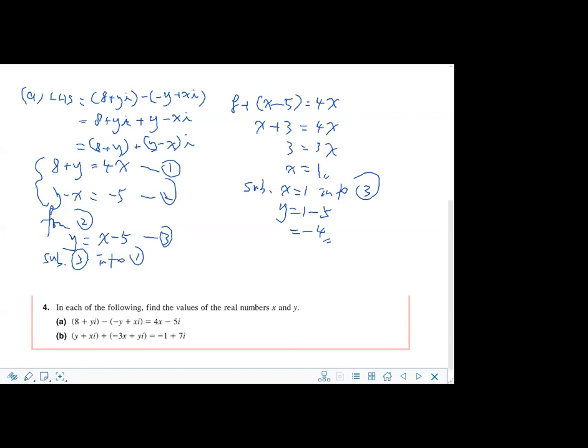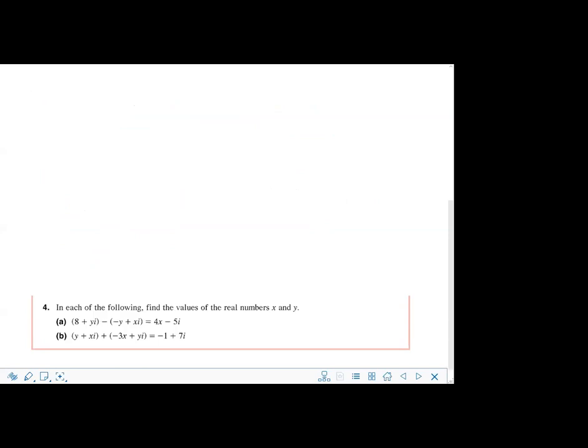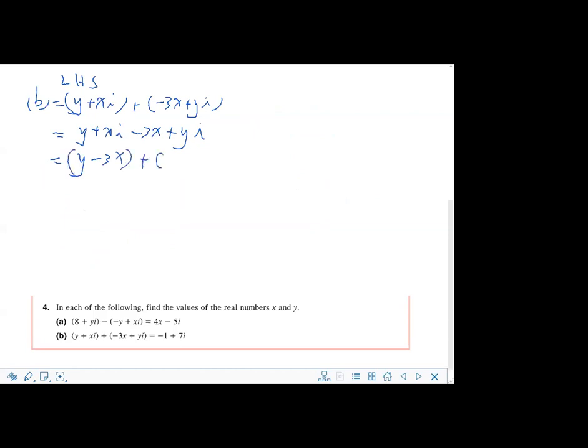So let me clear the board first. Part B. So y plus xi on the left hand side is equal to this plus -3x plus yi. And then we remove the bracket. So y plus xi minus 3x plus yi. And then the real part is y minus 3x. And then the imaginary part is x plus y and then times i.